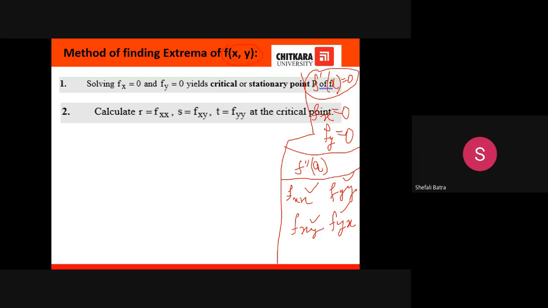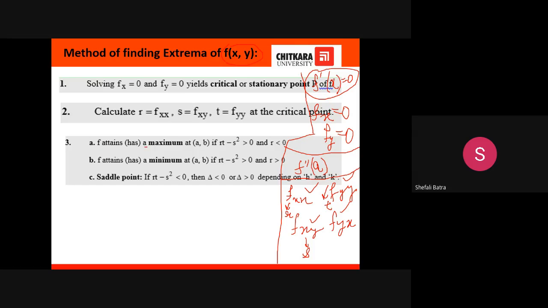Let us see how we will use all four. Calculate R, that is fxx. So fxx is known as R. We will be giving a name to this second order derivative, that is R. Then S, this is your S. And then T, this is your T. Calculate R, S, and T at the critical points. Whatever critical points you get after solving this, we will find R, S, and T at that point.